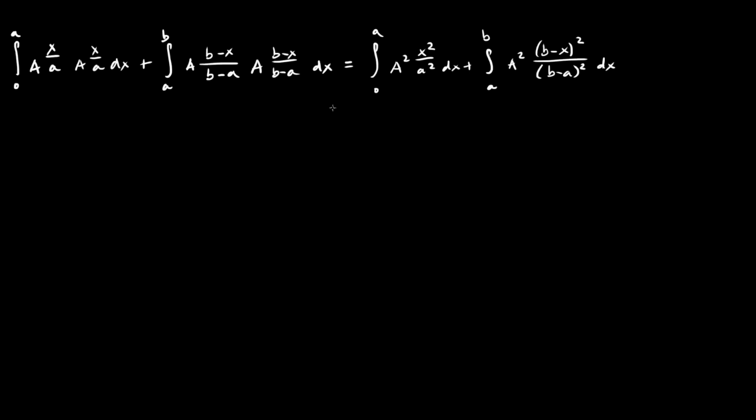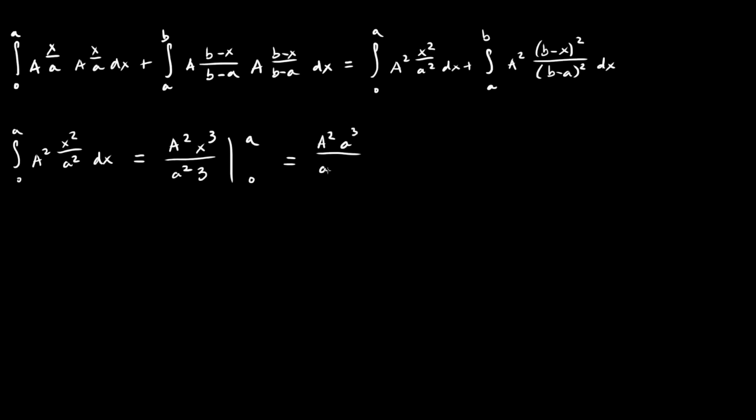So now we could just solve for the integral from 0 to a of A squared x squared over a squared. And we could just do normal integration with this one. This will come out to A squared x cubed over a squared times 3, from 0 to a. And then what happens here is we don't have to worry about this 0 because this entire thing goes to 0. And we just get A squared a cubed over a squared times 3, which is equal to A squared a over 3.